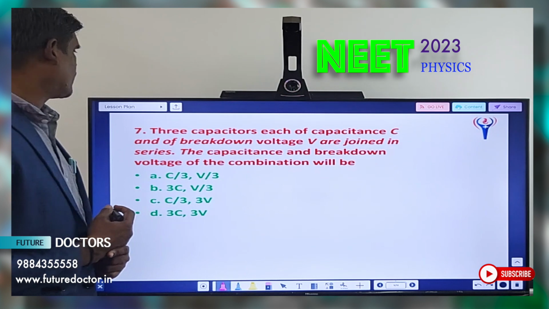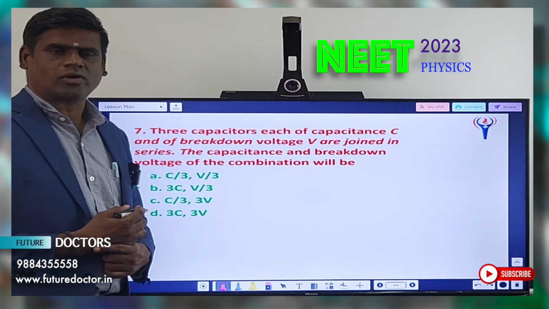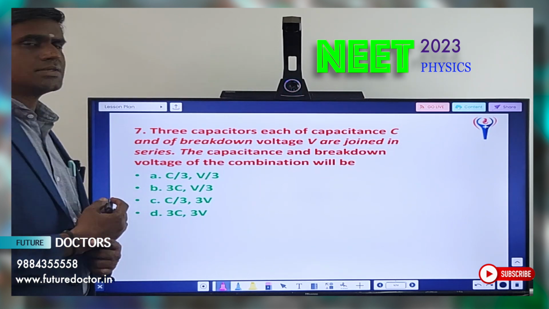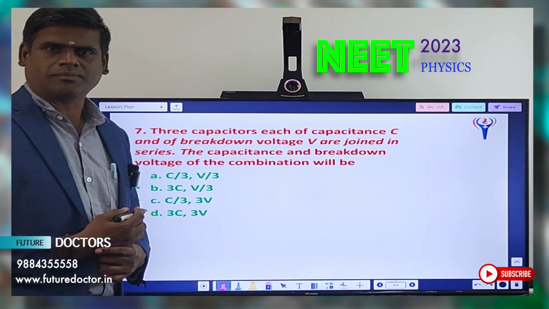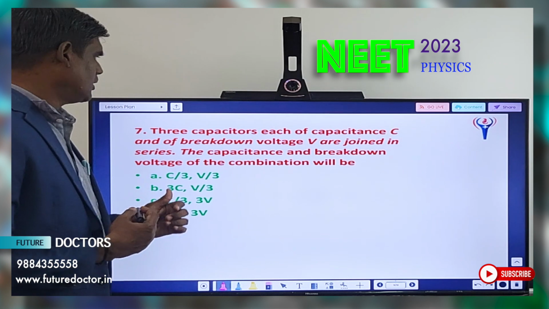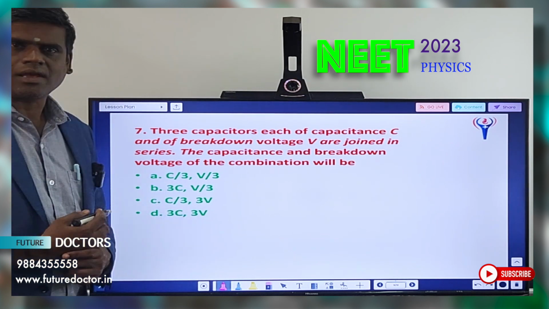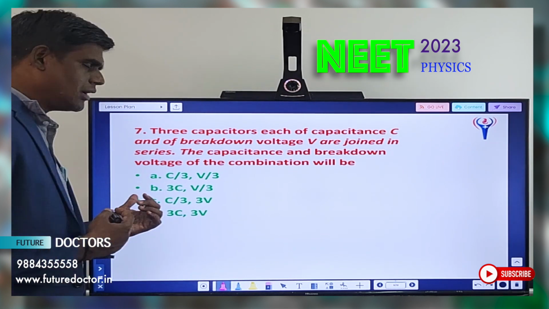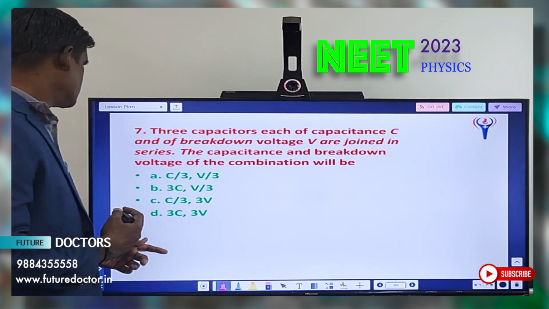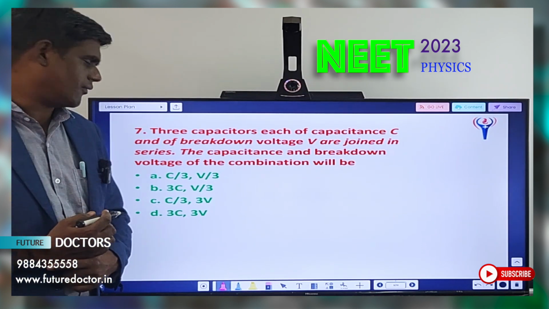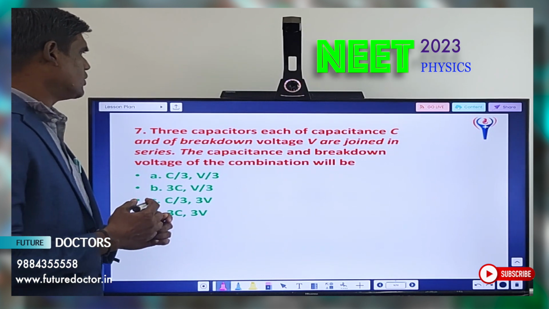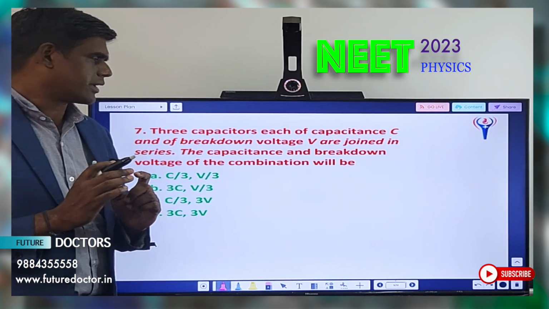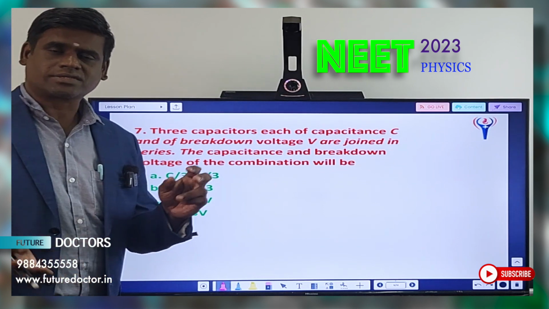Three capacitors each of capacitance C and of breakdown voltage V are joined in series. The capacitance and breakdown voltage of the combination will be dash. That is, here option A, C by 3, V by 3. B option, 3C, V by 3. C option, C by 3, 3V. D option, 3C, 3V.